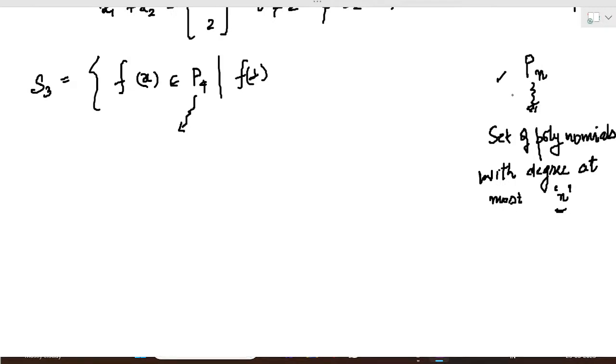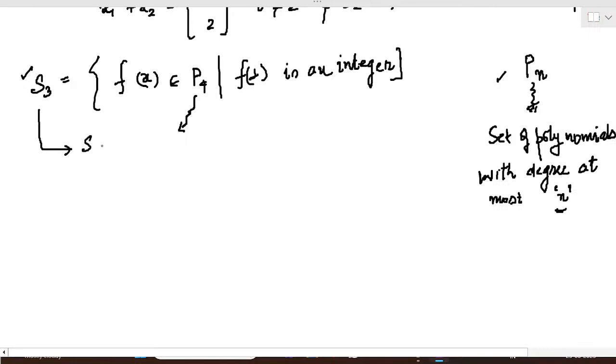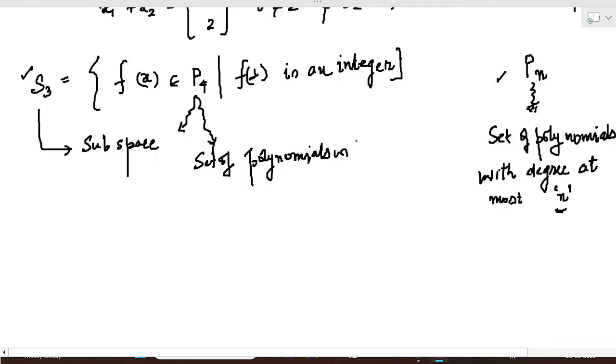So what do I want to say? Let's say this is your example: f(x) belongs to P4 such that f(1) is an integer. Do you think this S3 forms a vector space? Sorry, subspace. Does it form a subspace? So what does P4 represent? P4 represents the set of polynomials with degree at most 4. Degree at most means you can have degree 4 or less than 4.